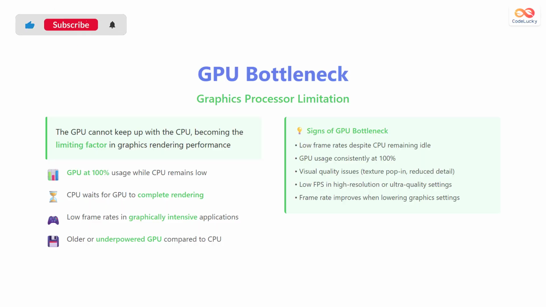A GPU bottleneck happens when your graphics processing unit cannot match your processor's speed. You'll notice low frame rates despite the CPU being idle, the graphics card running at full capacity, reduced visual quality or texture details, and frame rates that improve when you lower graphics settings. This usually indicates a weaker graphics card paired with a stronger processor.